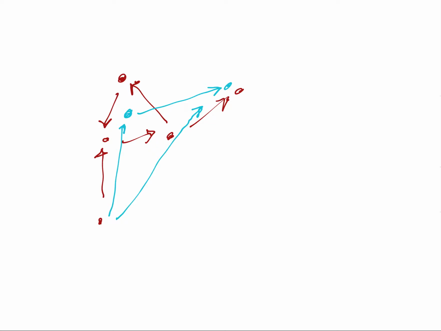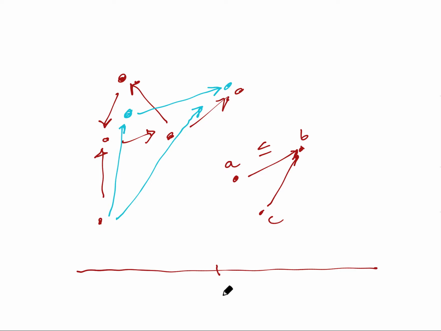Now, the one thing about partial orders, you may be wondering, why do we call these partial orders? And that's because we can have this kind of situation, where we can have, let's say, A and B and C. A is related to B, or we can say A is less than or equal to B. C is less than or equal to B. But A and C are not related. That's why it's partial.